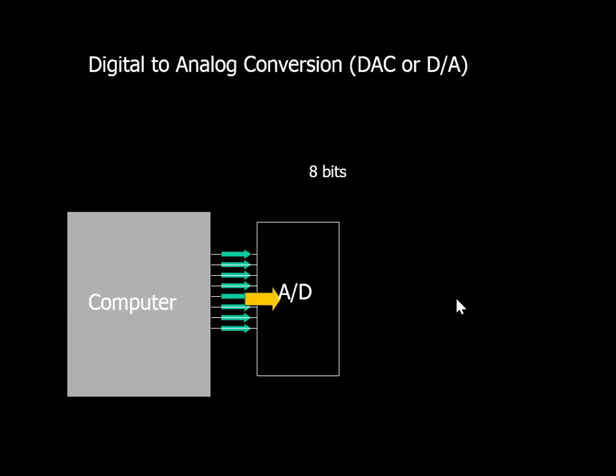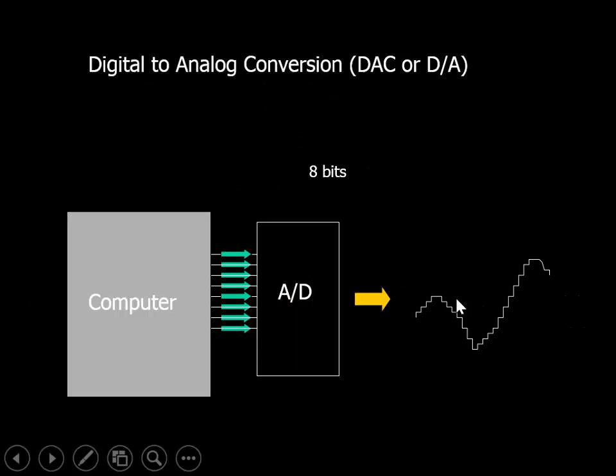Now when we look at this, this is 8 bits. We've got 256 levels that we can have here. Now we can either go minus 5 volts to plus 5 volts. We could go minus 1 volt to plus 1 volt. We could go 0 volts to 5 volts.